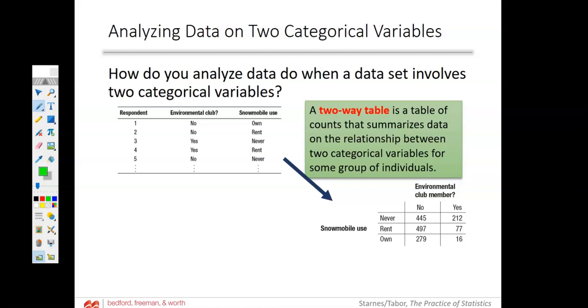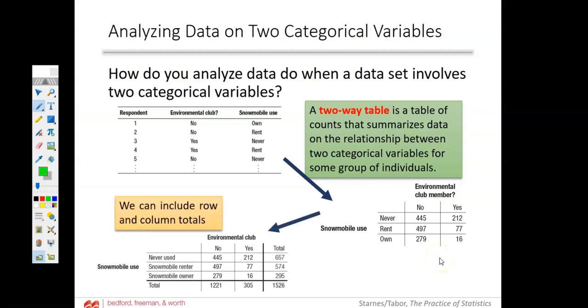So let's say we had a bunch of folks there and we recorded. The vertical columns are, are they in the environmental club or not? Horizontal, what's their snowmobile use? And we could even be nice and get the margin totals for you. So now we can see that there were 1,526 folks in the sample.